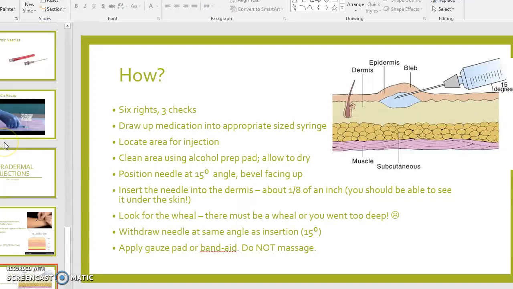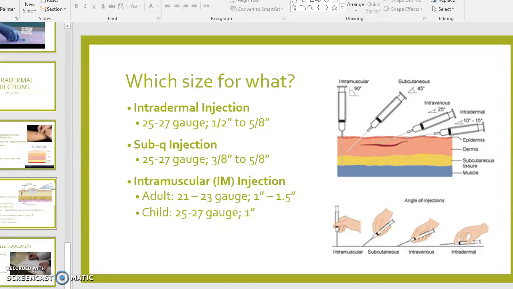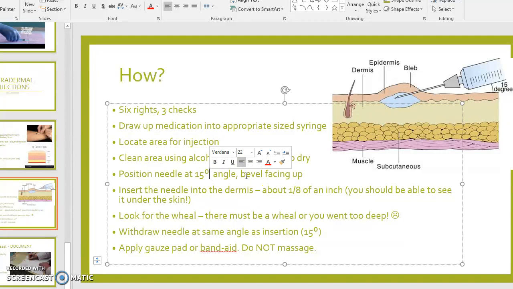So let's go back up to this slide, and you see how we're going really almost parallel with the skin, but we're up just 15 degrees. That's where we position our needle, and then we want the bevel up. Do you see how this part of the needle, the bevel, is facing upwards, away from the skin, away from the body? The bevel needs to be up because we want this to go up like that. So 15 degrees, again, this would make another great quiz question.